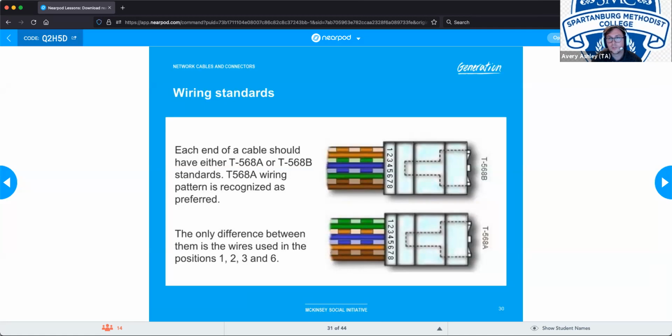So your orange is your sun. Your green is your trees. The blue is your water. And the brown is the ground. And it's always going to go white color, solid, white color, solid, white color, solid, white color, solid.